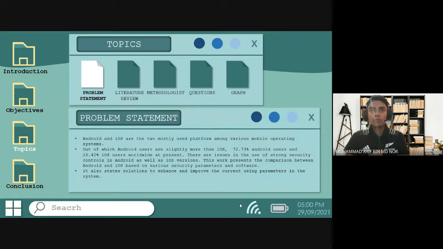And for the problem statement, Android and iOS are the two most used platforms among various mobile operating systems, of which Android users are slightly more than iOS, 72.73% Android users and 26.42% iOS users worldwide at present. There are issues in the use of strong security control in Android as well as iOS. This work presents the comparison between Android and iOS based on various security parameters and software. It also states solutions to enhance and improve the current parameters in the system.